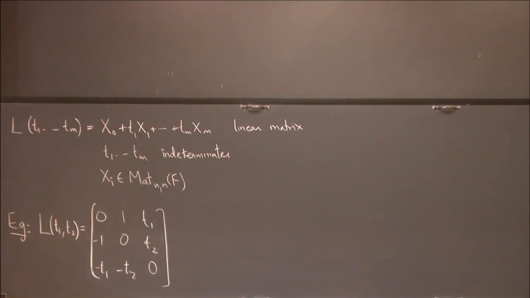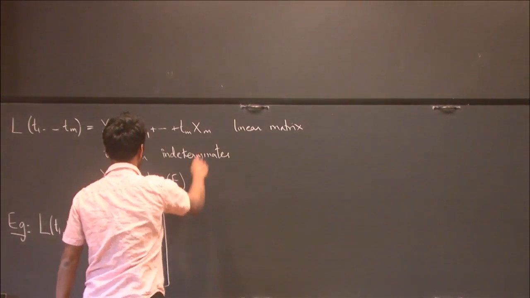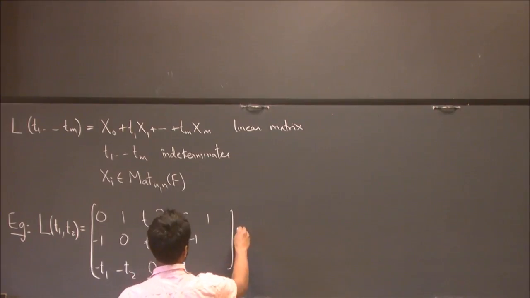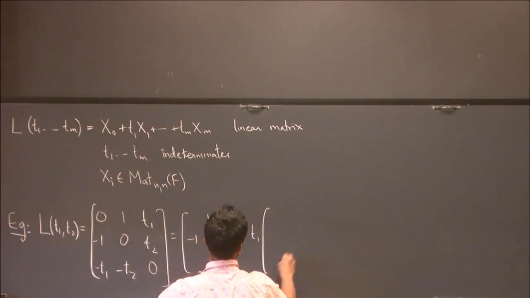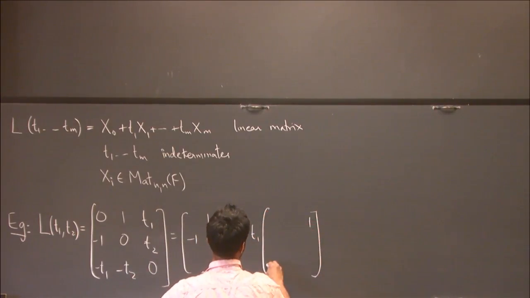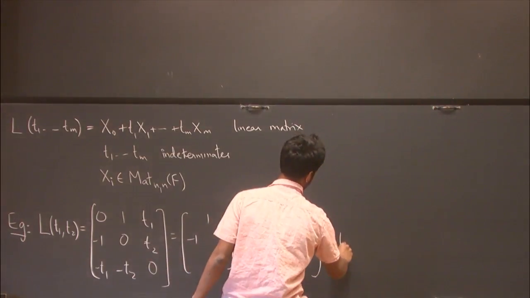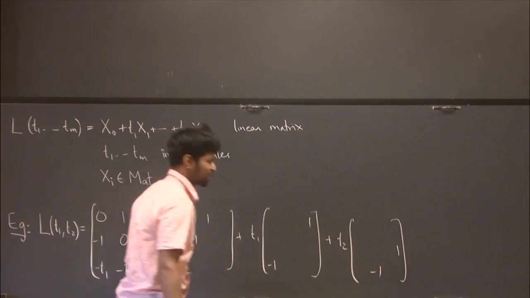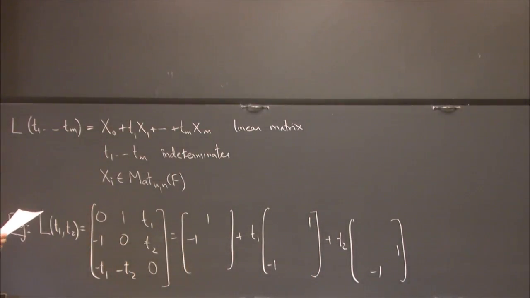Yeah, that's okay. If I wanted to write it out in this form, I'd write it out as 1 minus 1 plus t1 times 1 minus 1 plus t2 times 1 minus 1. Is that clear? I didn't bother to write all the zeros, but okay.